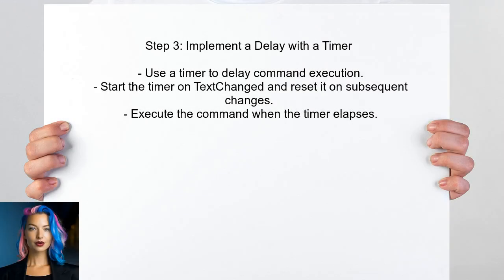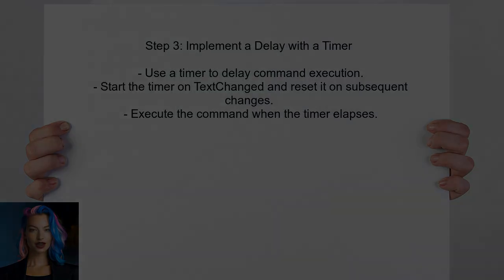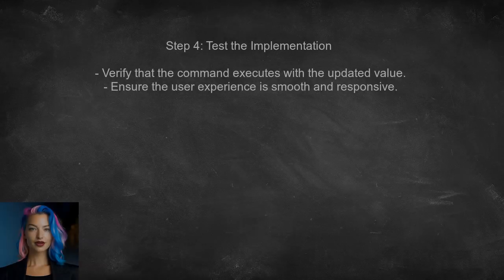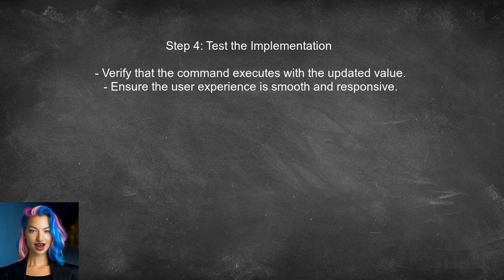If the user prefers to keep the text changed event for immediate feedback, we can implement a delay before firing the command. This can be done by using a timer to wait for a short period after the last text change before executing the command. Lastly, the user should test the new implementation to ensure that the command executes with the updated value. This will provide a smoother user experience while maintaining the desired functionality.